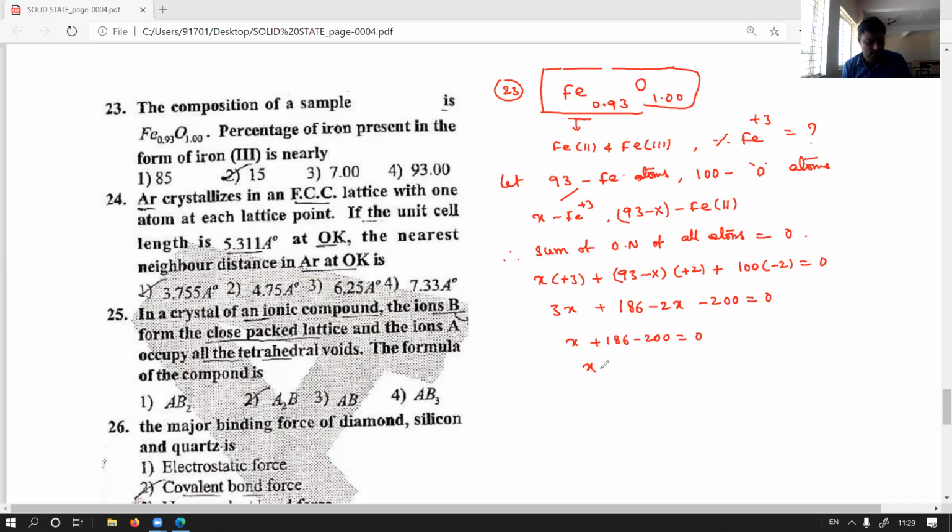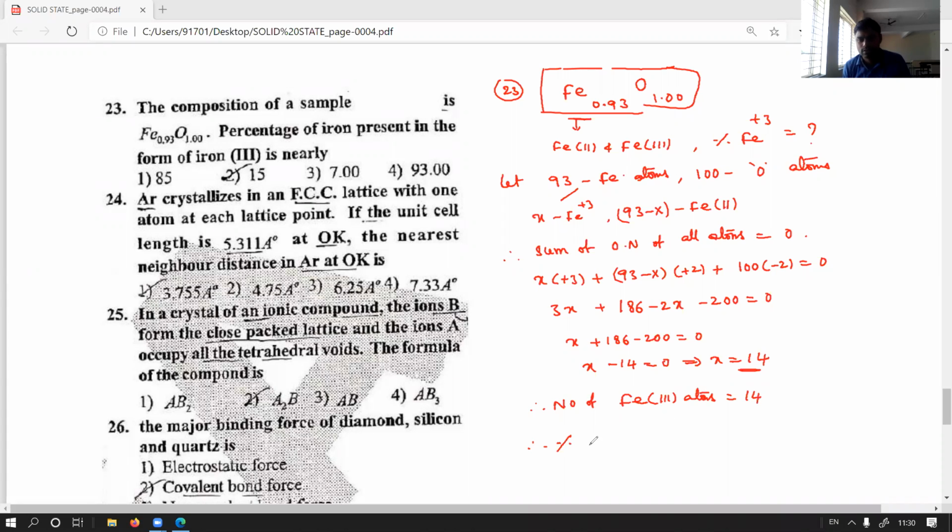Then x minus 14 is equal to 0, so x is equal to 14. So how many iron atoms are present? Iron +3 atoms, 14 are present. So the number of Fe+3 atoms is equal to 14.